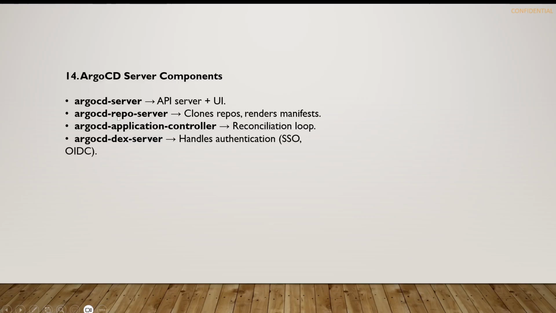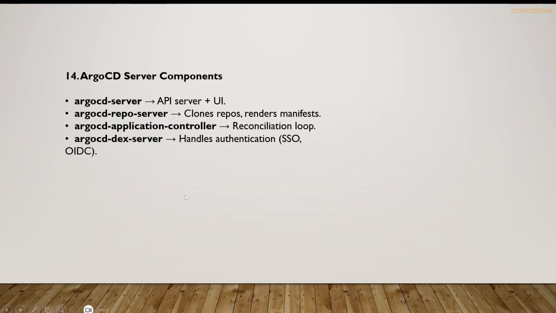Okay, and then the Argo CD repo server. This will give all the manifests, and all the Git related repos are managed by the Argo CD repo server. And then the Argo CD application controller. This is the reconciliation loop. In case you have to do out of sync, or if you have to sync, all these application related things are managed by the Argo CD application controller.